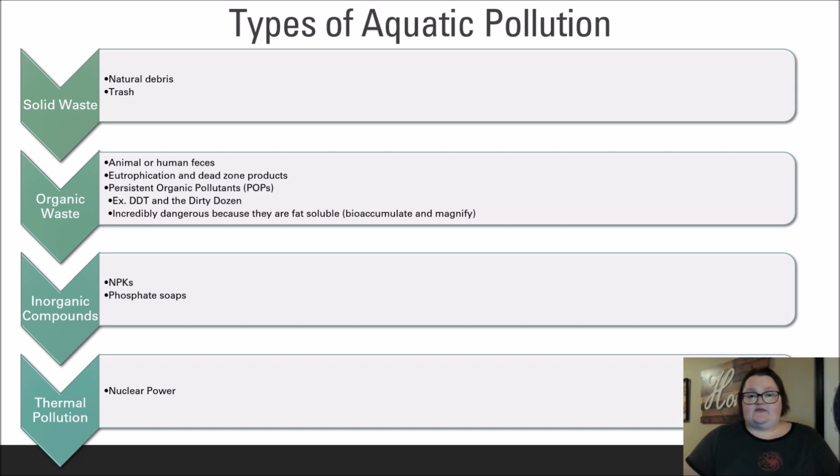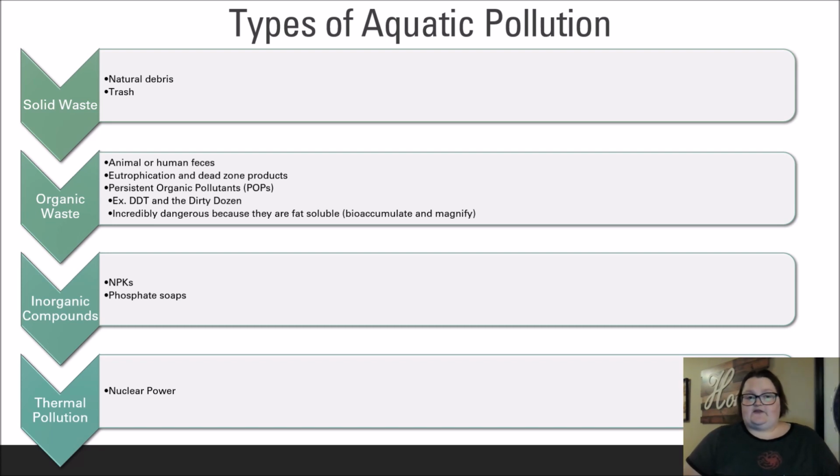Solid waste is anything that does not dissolve in the water. It can be carried on the surface or in deeper currents throughout it. Common examples of solid waste in this instance include natural debris such as limbs and leaf litter, and trash, which includes plastic, glass, and other human-produced compounds.